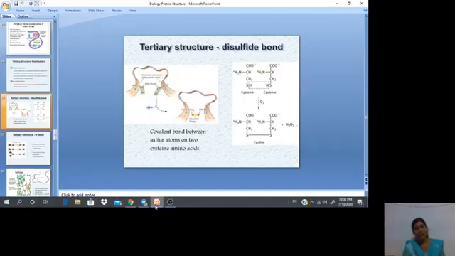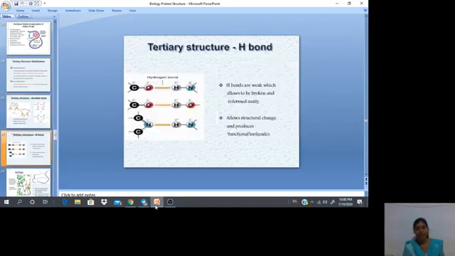There are two cysteine amino acids. Between these, a disulfide bond is formed, as shown in this diagram. Hydrogen bonds also stabilize the tertiary structure. Hydrogen bonds are weak, which allows them to be broken and reformed easily. It is shown in this figure. The hydrogen bond is formed between carbonyl group and amido group.